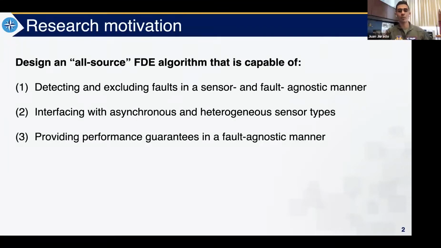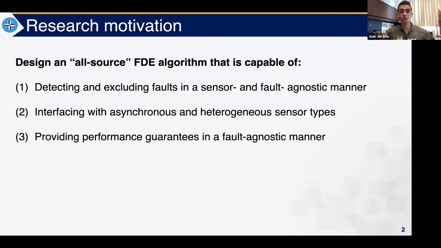Something that can provide performance guarantees in some sort of fault agnostic manner. So what we're used to seeing for integrity guarantees, at least in the GPS world, is this idea of a probability of misdetection, which means we assume a particular size of a bias, 5 meters, 10 meters, 20 meters, and then that creates a distribution for the fault present distribution.